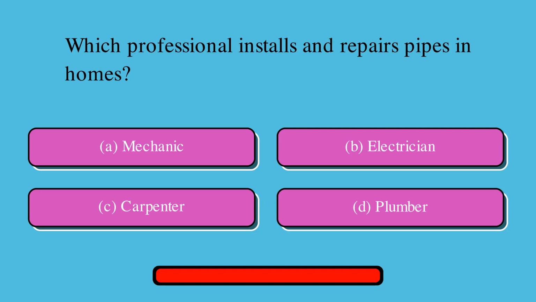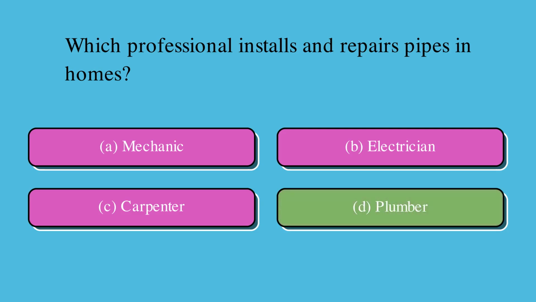Which professional installs and repairs pipes in homes? A. mechanic or B. electrician or C. carpenter or D. plumber? The correct answer is D. plumber.